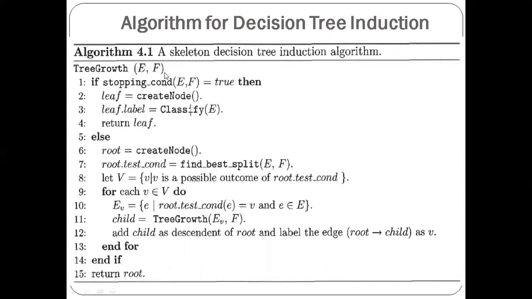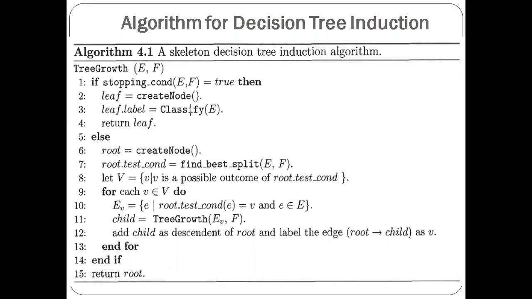As I said, if all the records in the training set belong to the same class, then we will create a leaf node and label the majority class as the class label of the training records, as I explained while explaining Hunt's algorithm. Here we have mentioned the same things in the form of steps. If the stopping condition of E comma F is equal to true, we arrive at the stopping condition whenever the records belong to the same class or to the same attribute values.